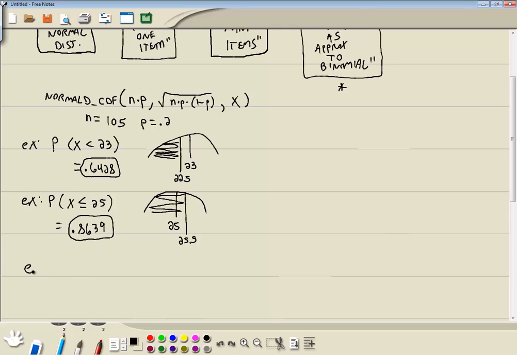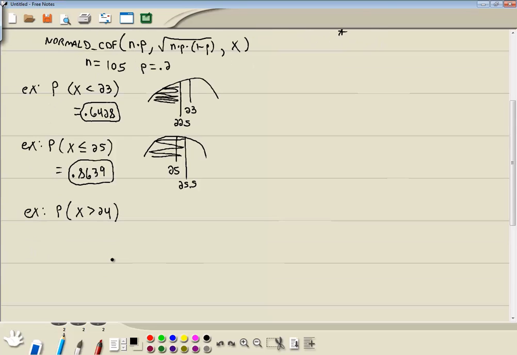Okay, now let's look at our greater than case. So let's look at the probability that x is greater than 24. Okay, so here's 24. So we have to ask ourselves if our wording includes 24. X is greater than 24, so it doesn't include it. So that means I'm going to add 0.5. So this is what we're trying to find right here. Again, if your wording doesn't include 24, your shading should not include 24. If we had subtracted 0.5, our shading would have included it.